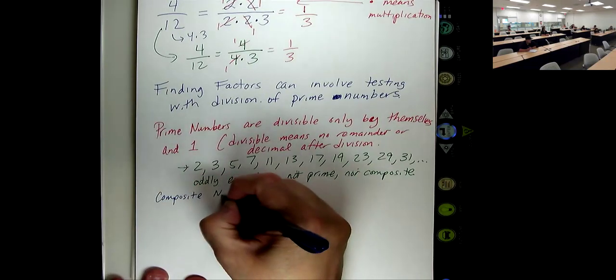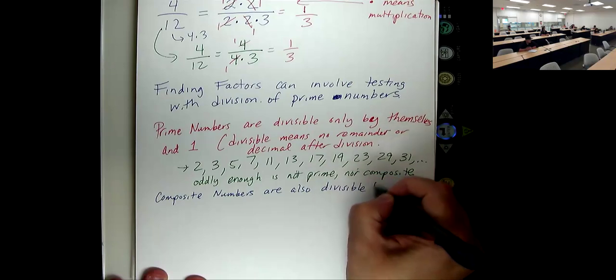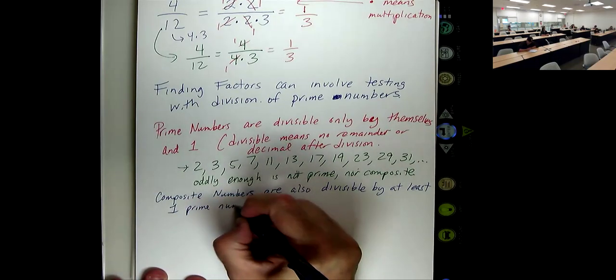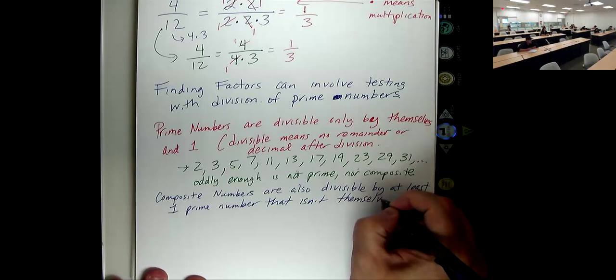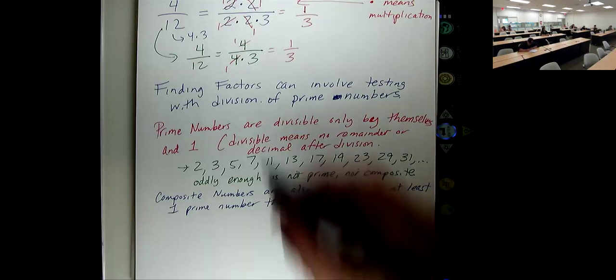Composite numbers are also divisible by at least one prime number that isn't themselves. Maybe I should say evenly divisible.